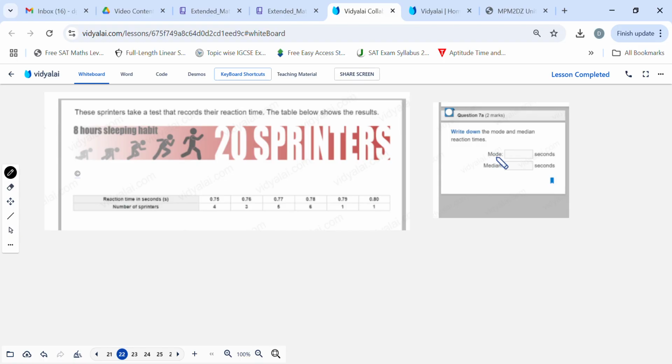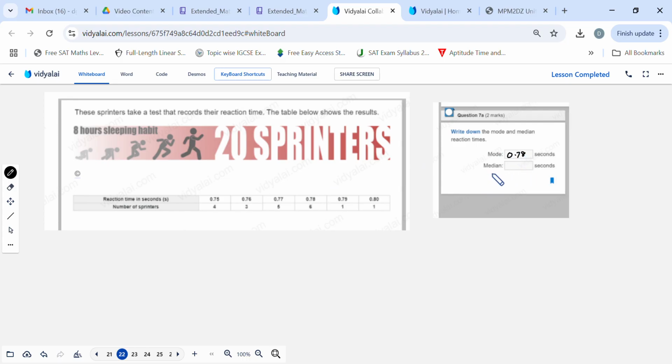Now we know that mode is the maximum repeated value. So we can see that here 6 resembles 0.78. That means 6 sprinters. The maximum number of sprinters is 6 in this table, and the reaction time taken by the maximum number of sprinters is 0.78. So mode will be 0.78.